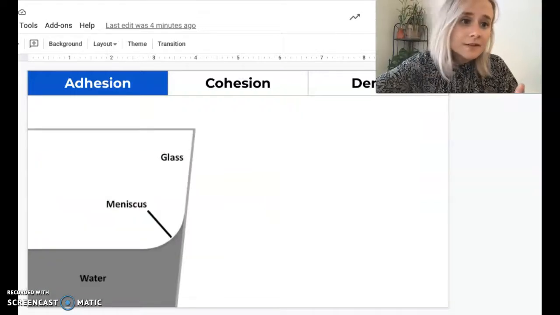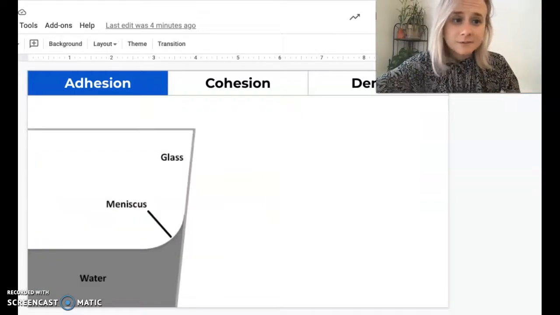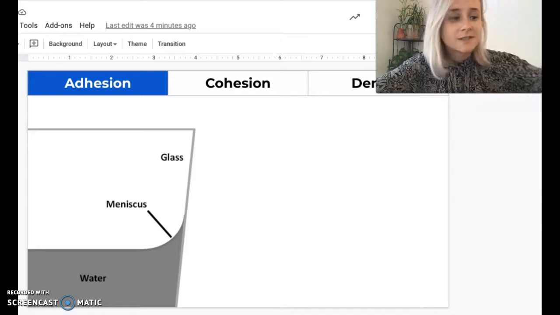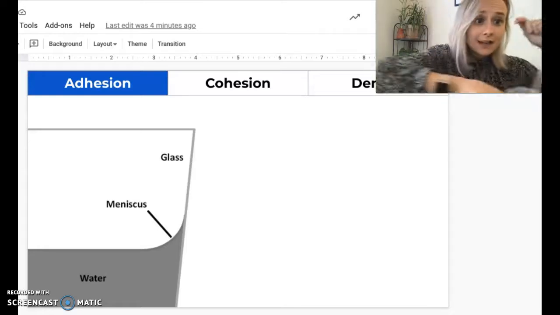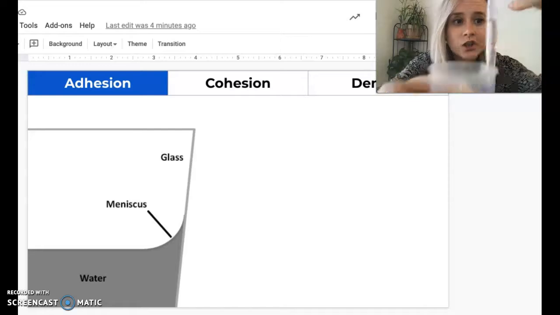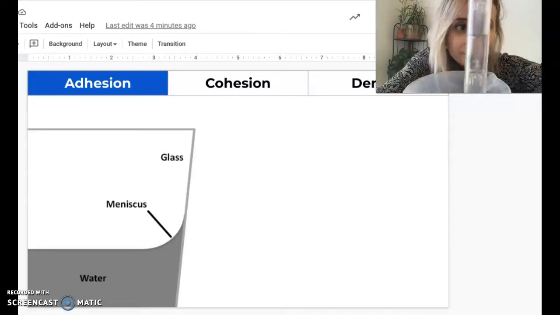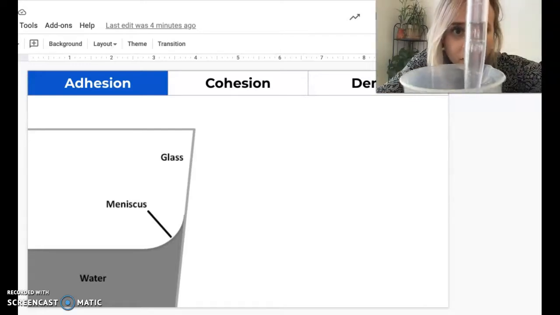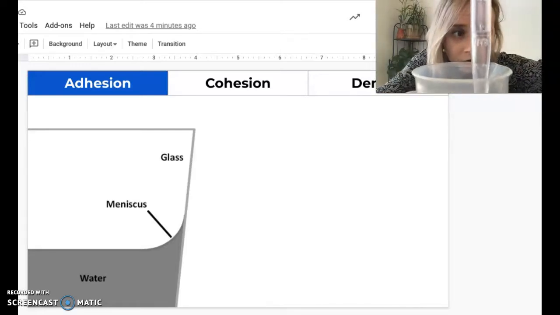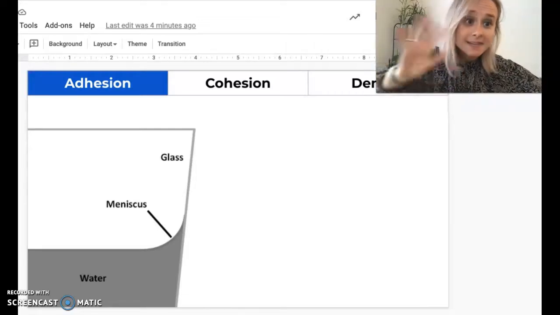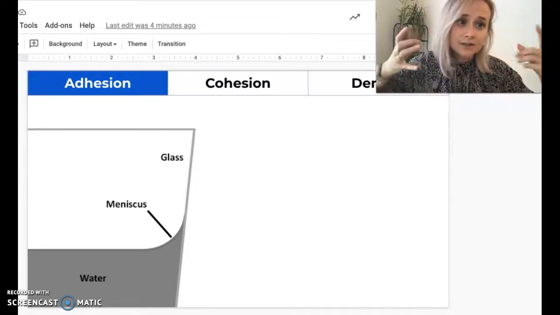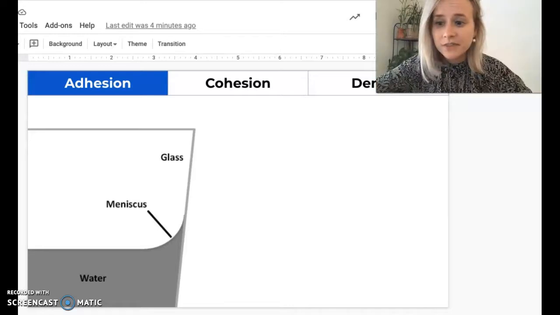An example of this is called a meniscus. Sometimes when you pour water, especially into smaller things, it will cling to the sides and form this U shape. So can you see it's kind of forming a U shape? It's clinging to the side. That's called a meniscus, and that's adhesion. It has a tendency to stick to the sides of something.